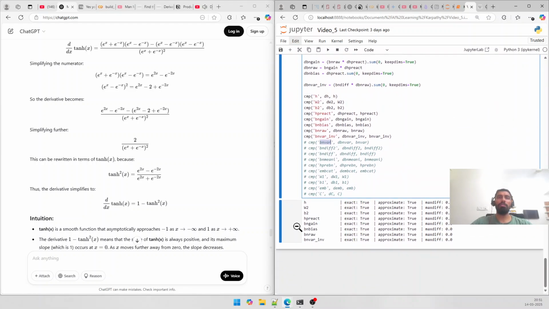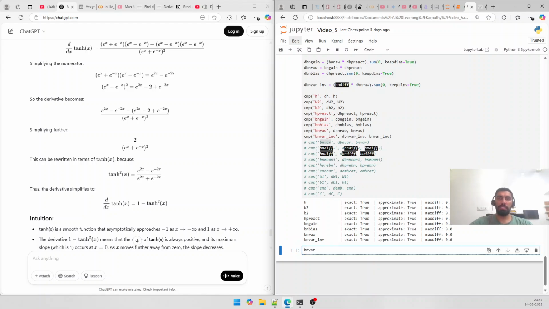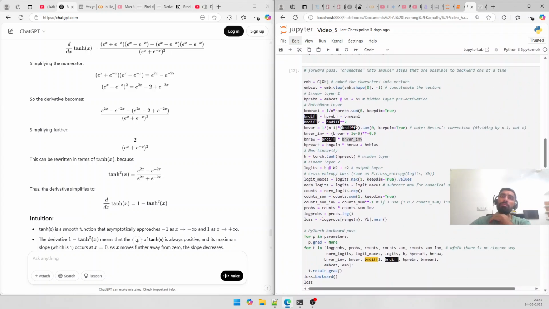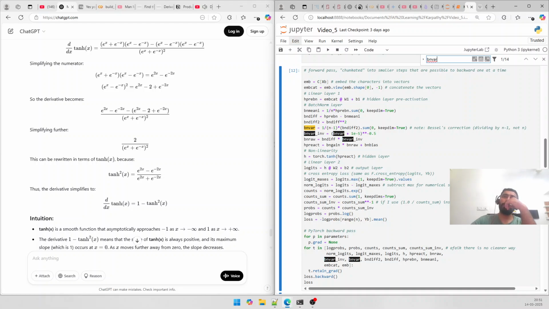Let's now calculate this individual, BN var. So BN var has two places. No, only one place. Here is the one. Okay. So Bn var impacts inverse and then inverse impacts its own way.